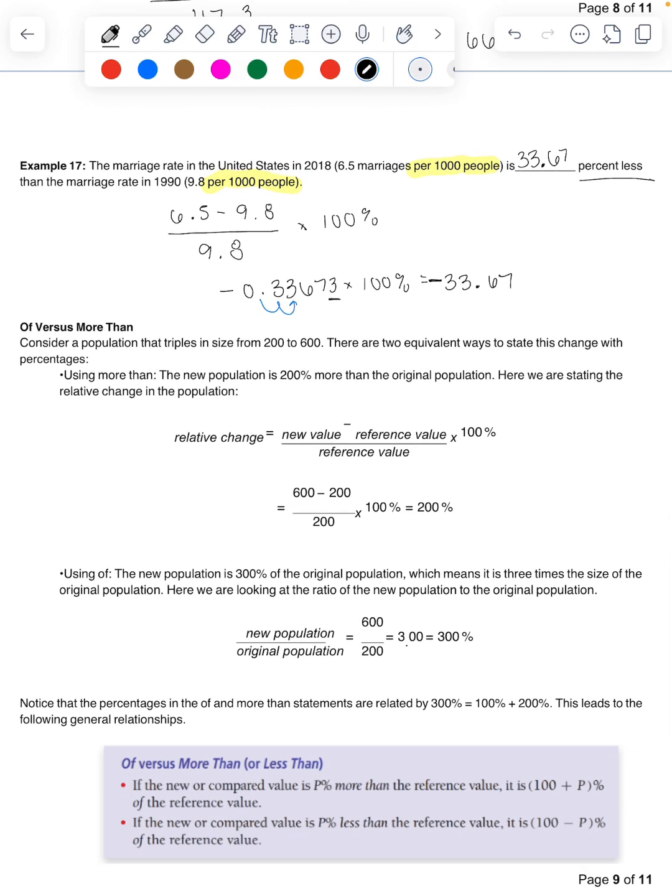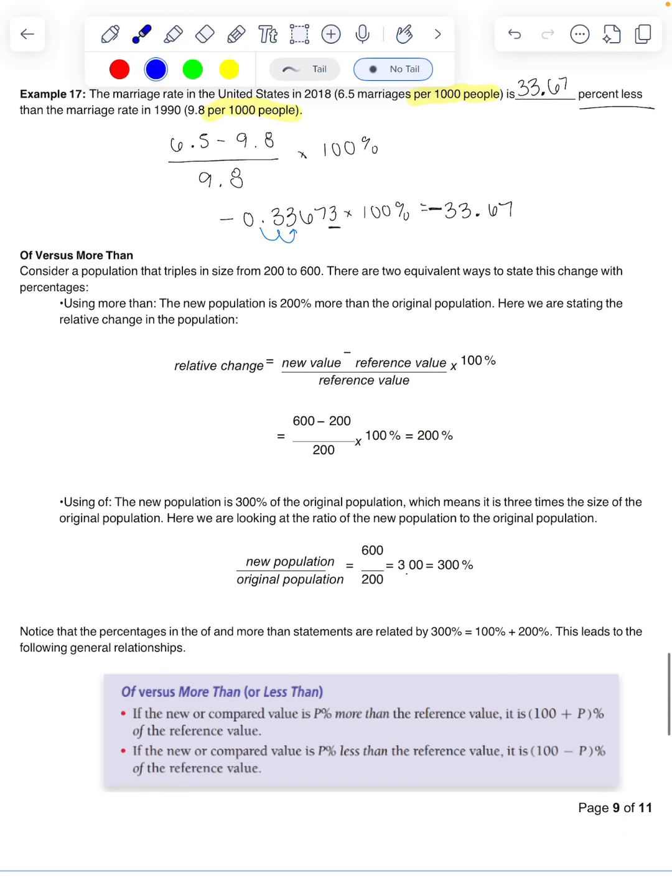Of versus more than. Consider a population that triples in size from 200 to 600. We could state this change as a more than, so the new population is 200% more than the original population. So here we are stating the relative change. So we've done 600 minus 200 divided by 200 times 100 gives me 200%.